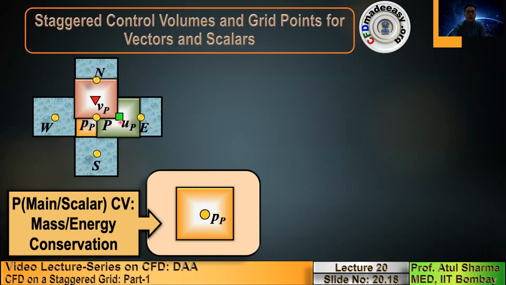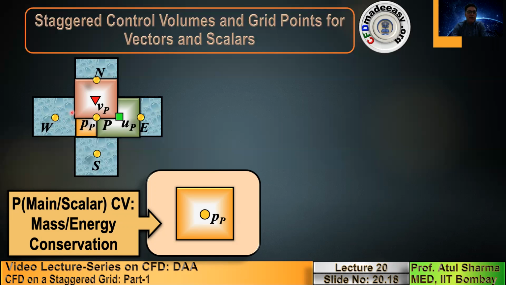So this will be UP, this will be VP, and because the east and north faces are the positive faces, the velocities which are presented on the positive faces have the same subscript. Now, if you consider you have another green square here, this green square is a positive face of the west control volume.